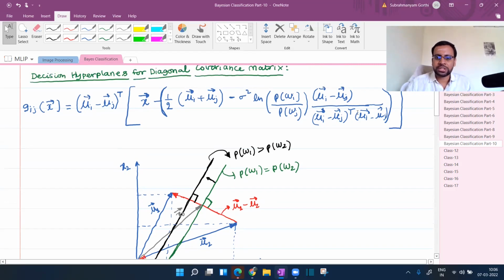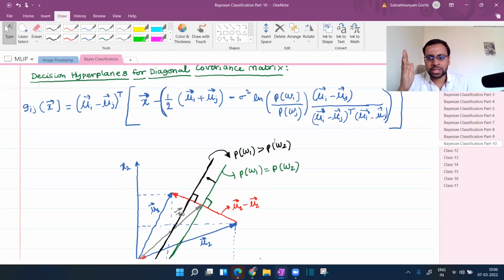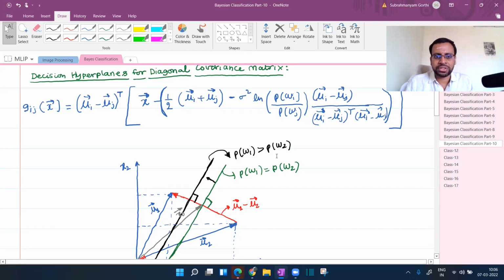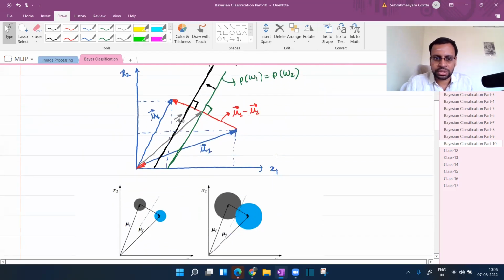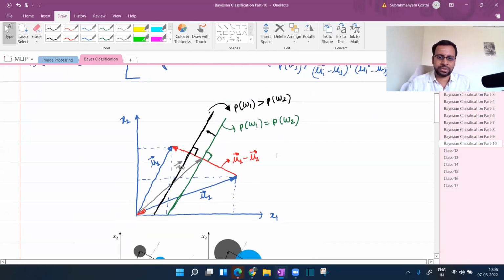And then we discussed, suppose the probabilities of these classes are not the same, assuming that the prior probability for class omega 1 is more than the prior probability of class omega 2, then whichever class has more probability, this decision hyperplane would be moving towards that. So that's something we have worked out. Okay. So after this, shall I continue from here or any questions from here?